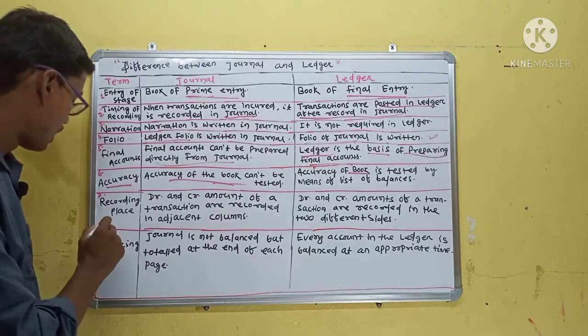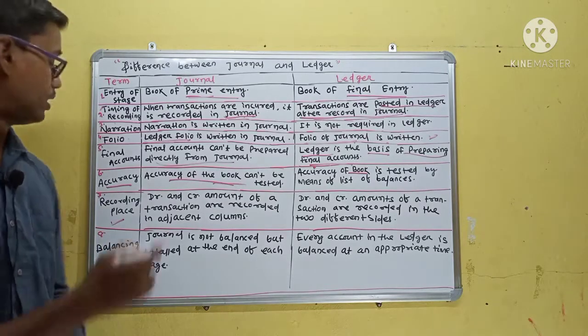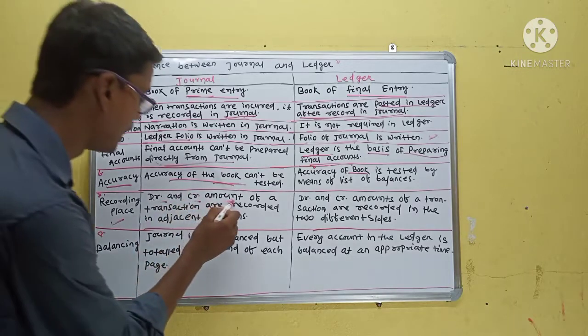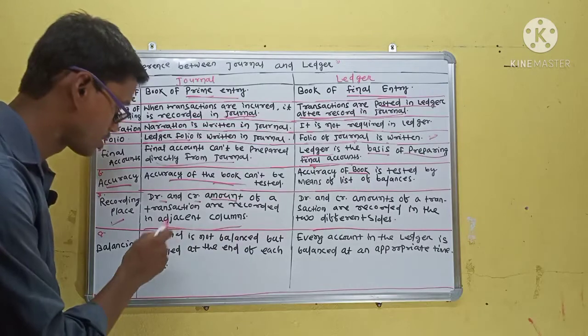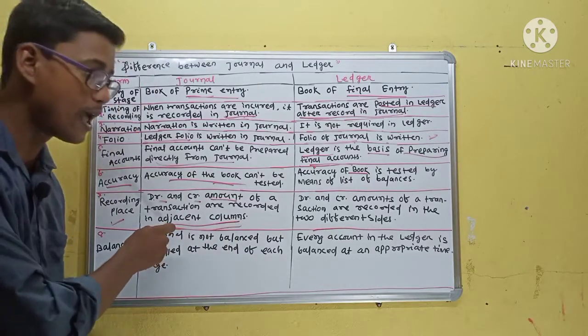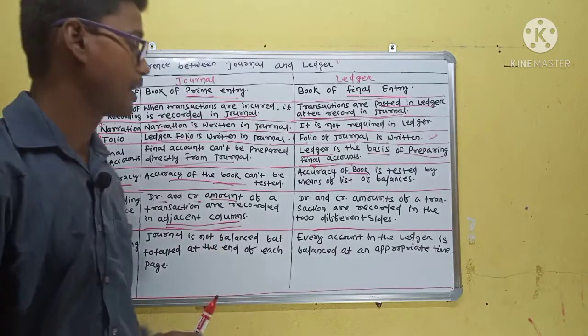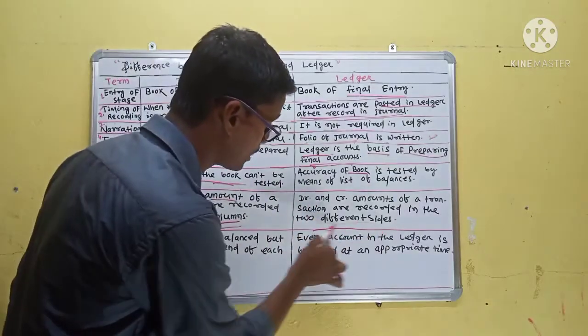And next is the recording place. In the journal, debit and credit columns, the debit and credit amounts of a transaction are recorded in adjacent columns. Whereas debit and credit amounts of a transaction are recorded on two different sides in the ledger.